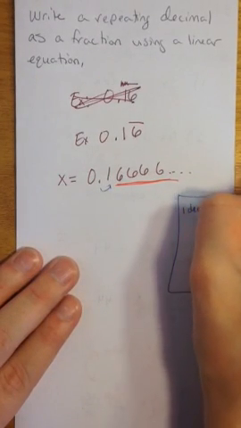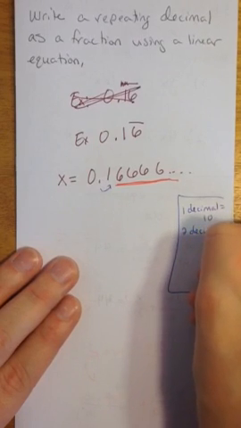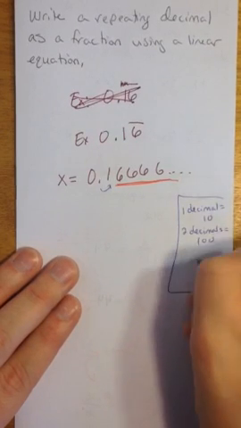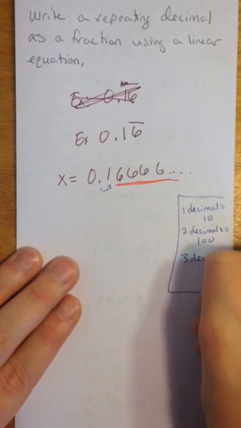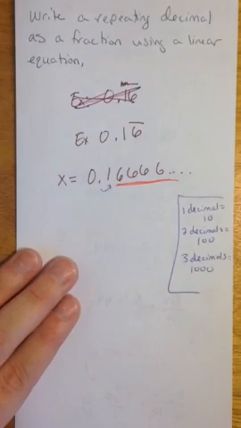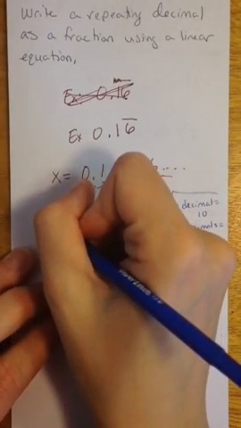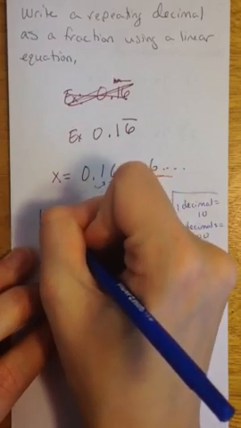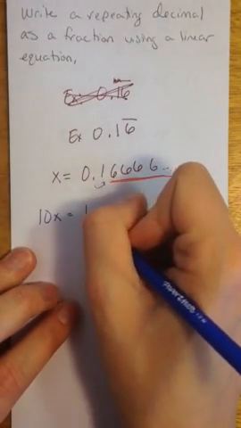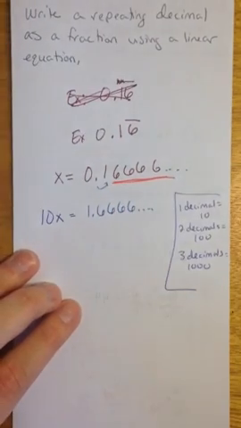1 decimal is 10. 2 decimals is 100, because your homework problem is going to have one that's 100. 3 decimal places is 1,000. Okay? So I'm moving mine 1 over. So I'm multiplying both sides by 10. So I'm going to have 10x equals 1.6666 repeating. Okay, and 6 goes on forever.